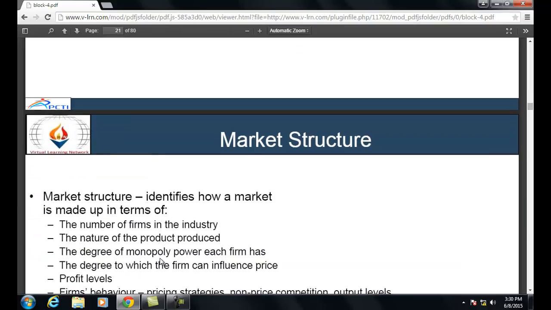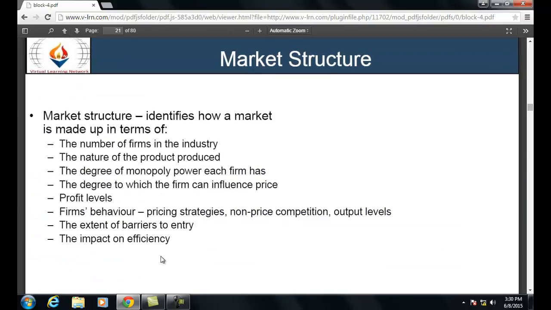Now market structure. Market structure identifies how a market is made up in terms of the number of firms in the industry, the nature of the product produced, the degree of monopoly power each firm has, the degree to which the firm can influence price, profit levels, firm's behavior, pricing strategy, non-price competition, output levels, the extent of barriers to entry, and the impact on efficiency.